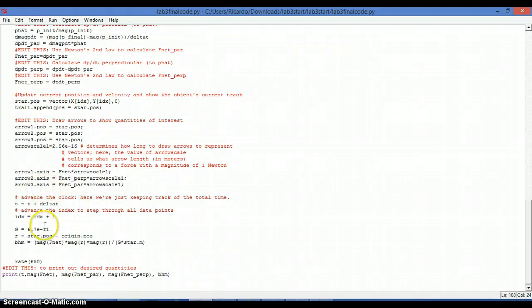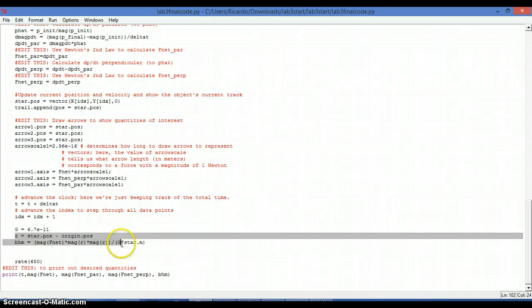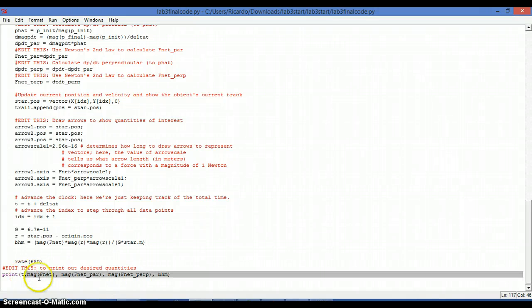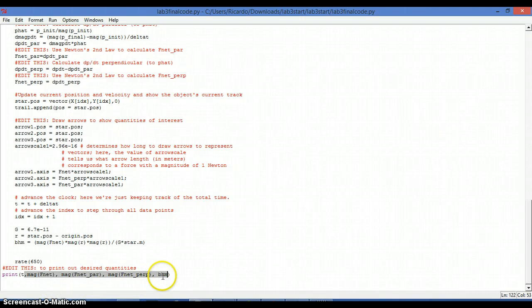Now here is the value of the arrow scale, and here is the process of calculating the mass of the black hole, which is magnitude of force net times magnitude of the radius squared over G times the mass of the star. When we run the code, we can see that these values will be printed. This one is the black hole's mass.